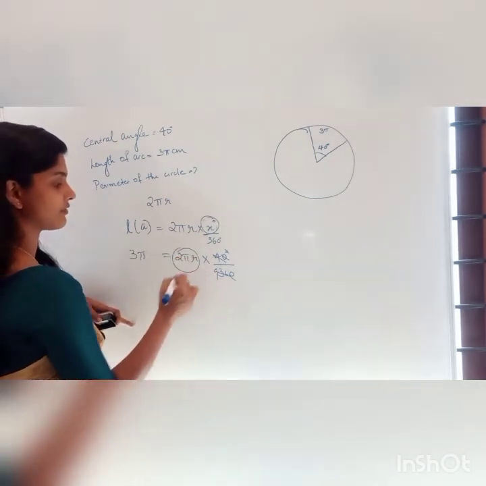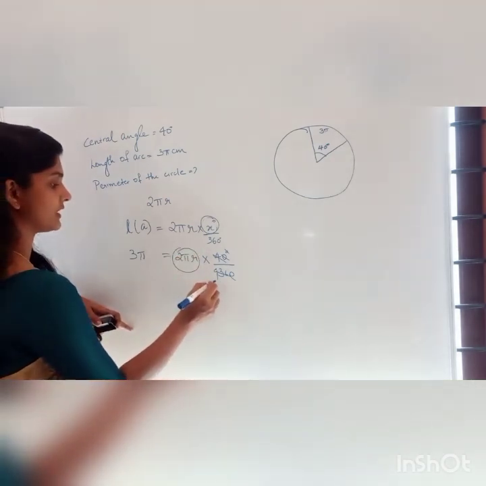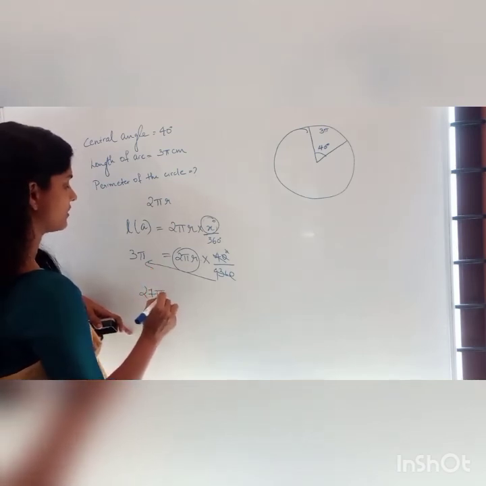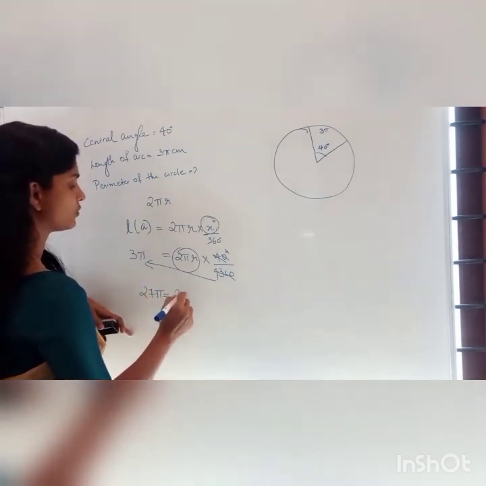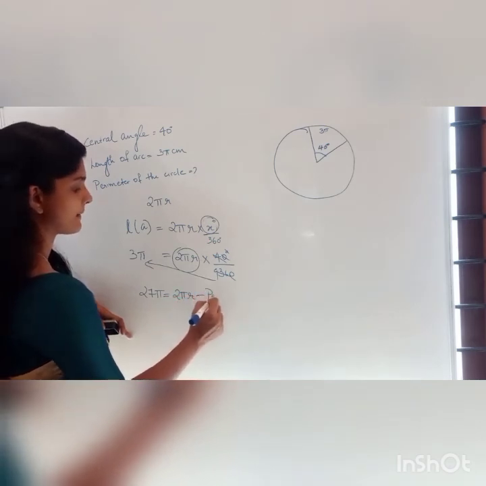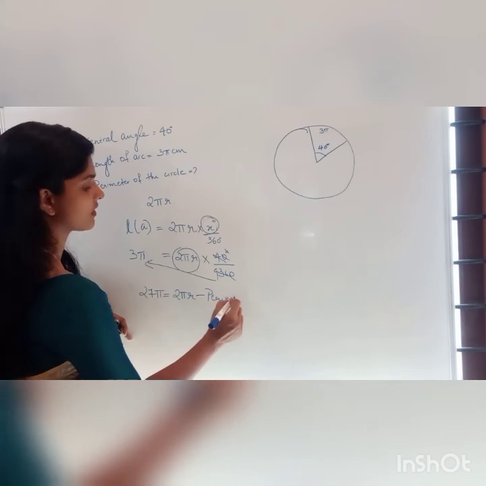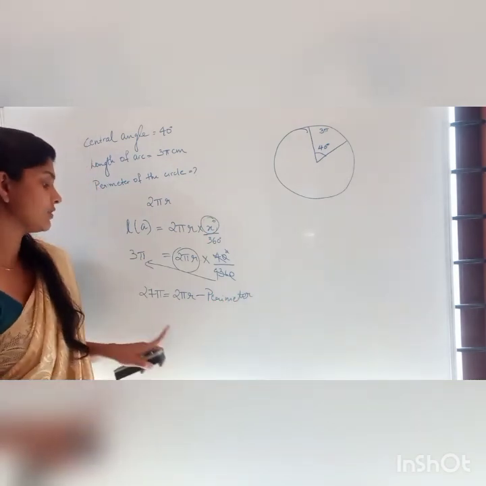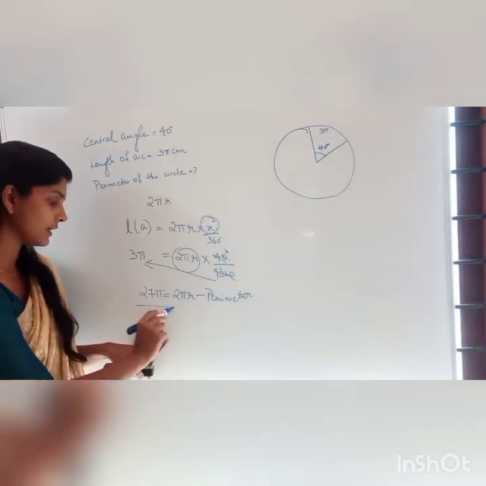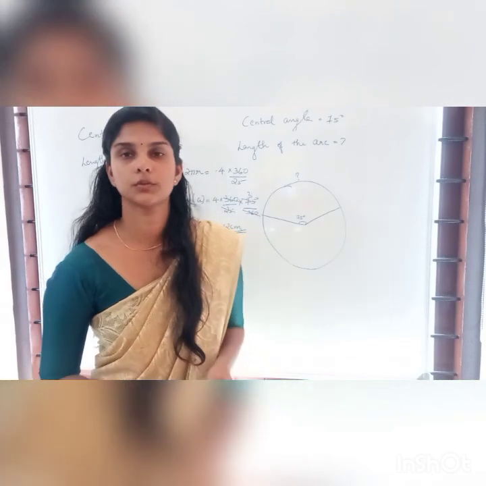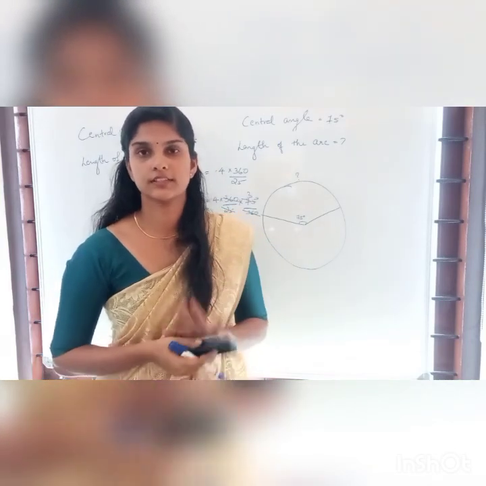So what do you have to find? You have to find 2 pi r. So we shall take this 9 to this side, right? 27 pi equal to 2 pi r. What is this 2 pi r? Perimeter. What we need to find is the perimeter only. So here we got it as 27 pi.